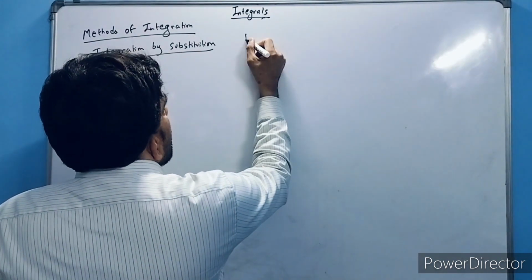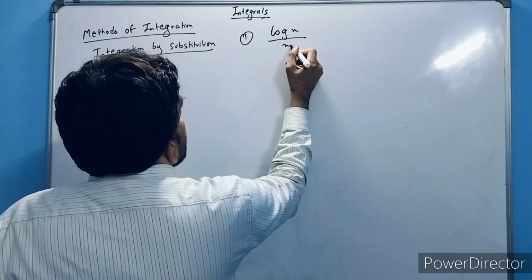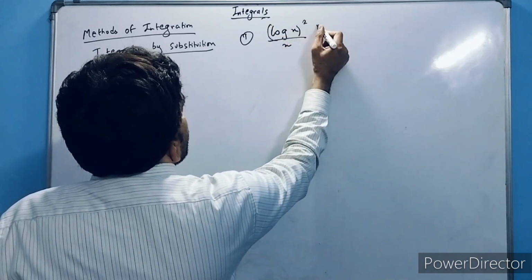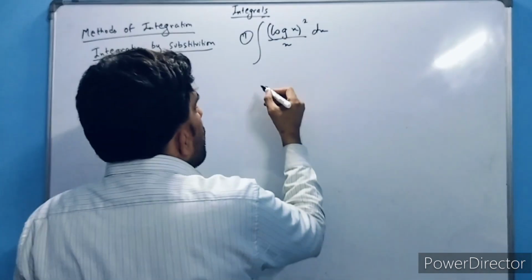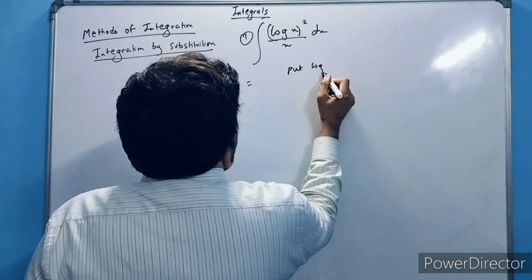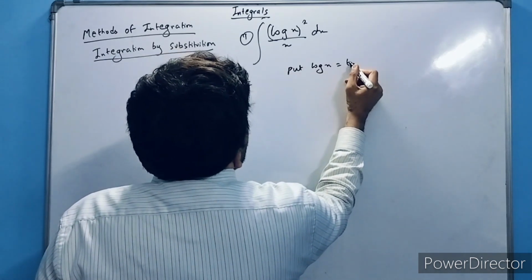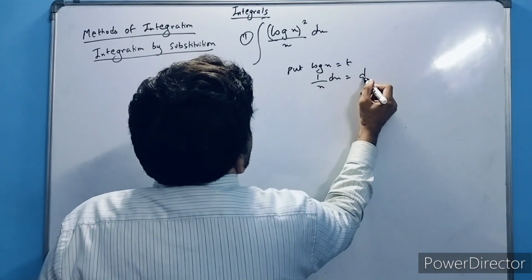The first question we have is the integral of log x upon x. We need to solve it with the method of substitution. Now, how we can do it is put log x equal to t. So what will I get? 1 upon x dx is equal to dt.